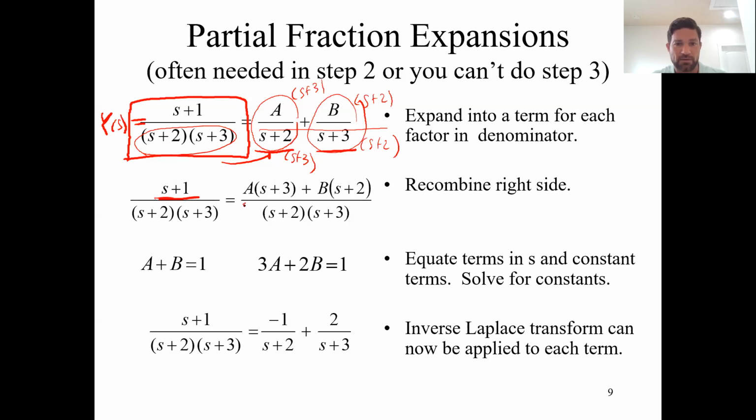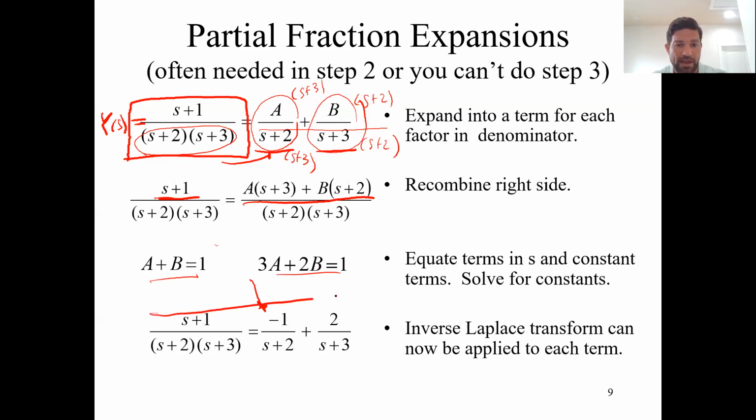Then we see that s plus 1 equals these terms up here. Then we rearrange and solve, so we know that the terms multiplied by s have to equal 1. So a times s plus b times s equals s. So we have that equation. And then we know that the constants have to be equal, so 3 times a plus 2 times b equals 1. And so we know this is true. Then we can solve these two equations and get this.